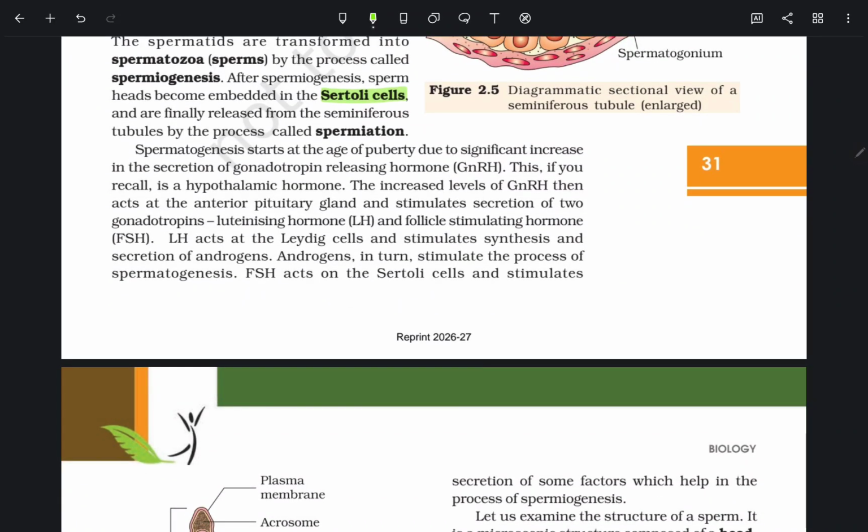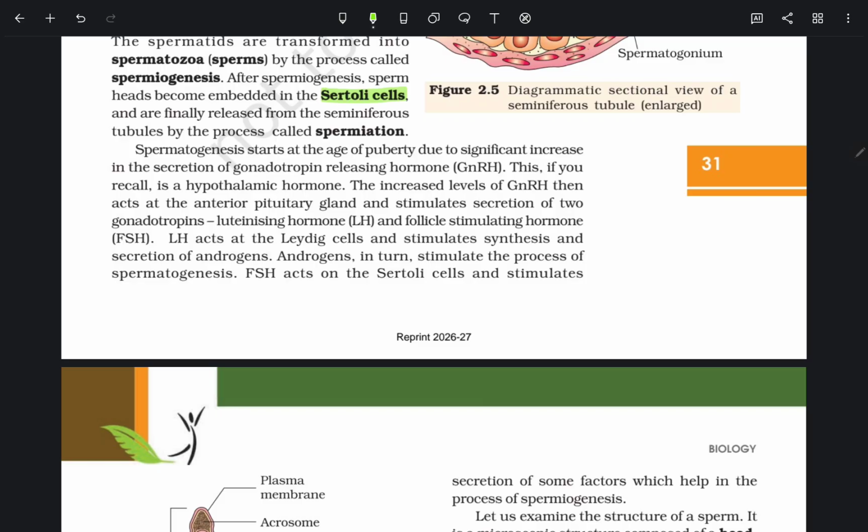Spermatogenesis starts at the age of puberty due to a significant increase in the secretion of gonadotropin releasing hormone. This, if you recall, is a hypothalamic hormone. The increased level of GnRH then acts at the anterior pituitary gland and stimulates secretion of two gonadotropins, luteinizing hormone (LH) and follicle stimulating hormone (FSH).